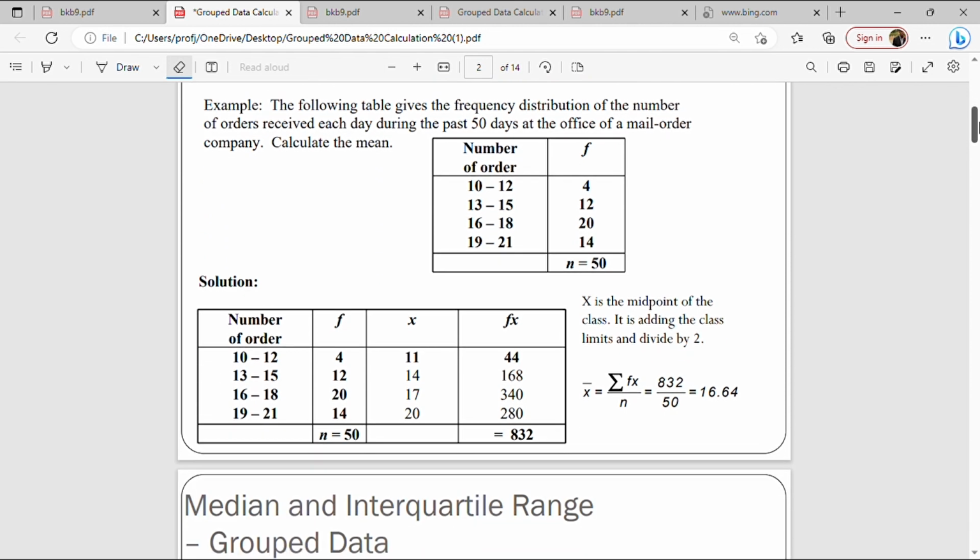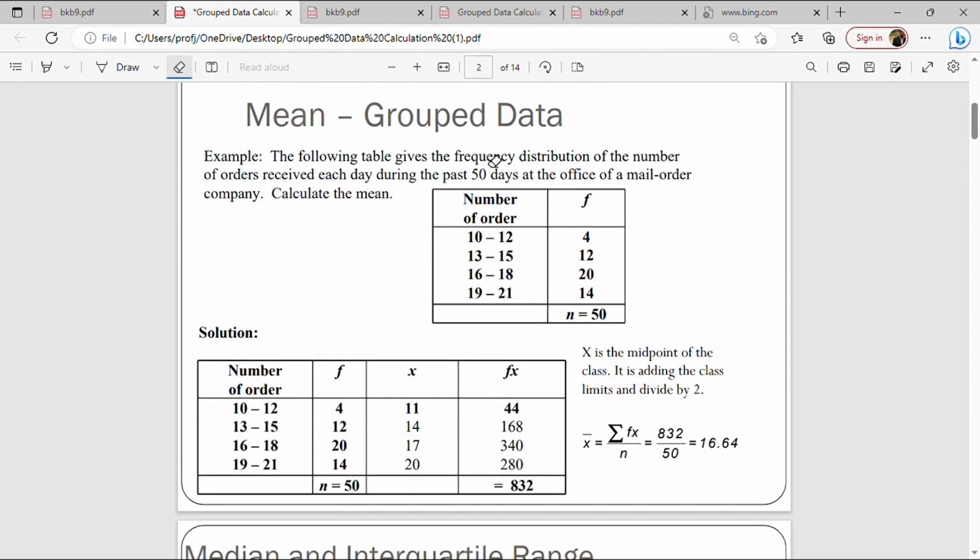Mean. An example is here. The following table gives the frequency distribution of the number of orders received each day during the past 50 days at the office of a meal order company. Calculate the mean. You have the number of orders and then the frequency. This is in the form of intervals: 10 to 12, 13 to 15, 16 to 18, 19 to 21.